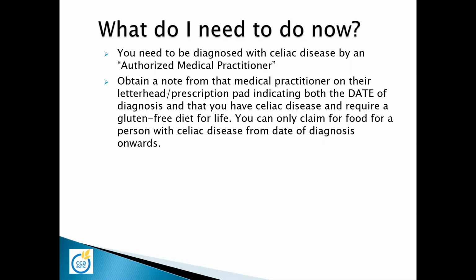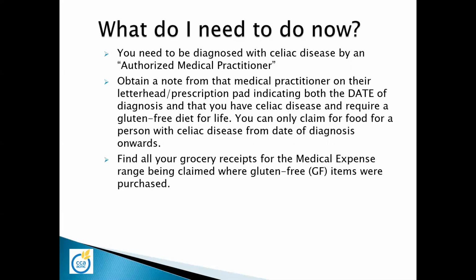You can only claim the food for a person with celiac disease from the date of diagnosis onwards. So if you're diagnosed on June 15th, 2019, and you had been experimenting with gluten-free food prior to that, you can only include receipts from June 15th, 2019 onwards if June 15th is your diagnosis date.